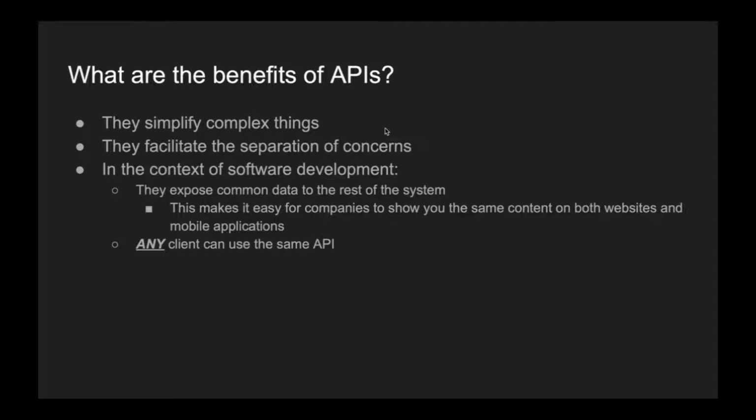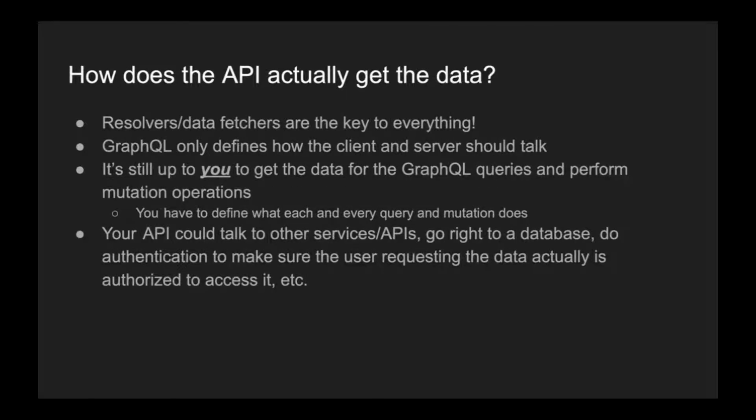And then I guess my big point here is that any client can use the same API, and that's what makes APIs really powerful. And so how does the API actually get the data?